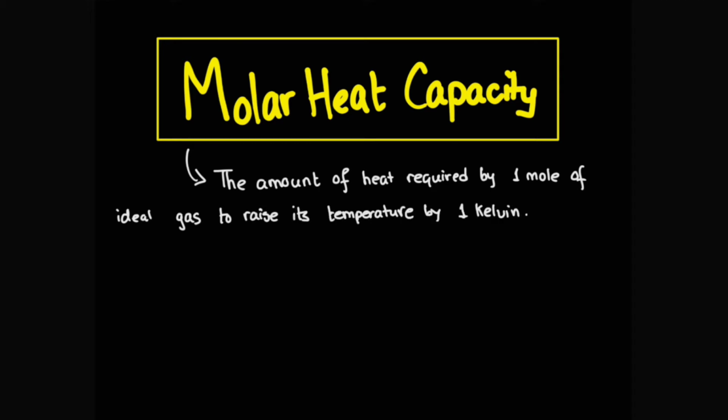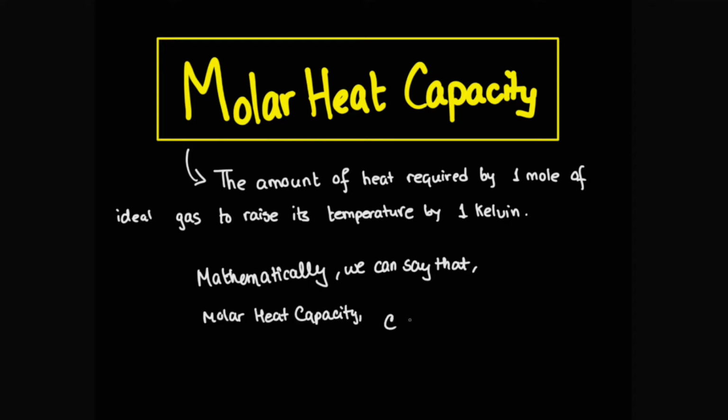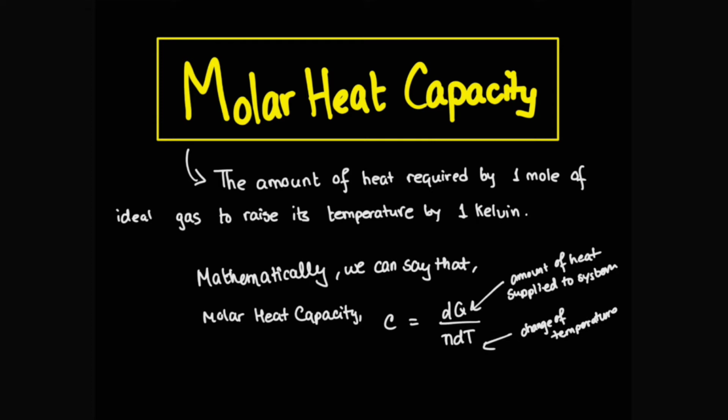Well, mathematically, we can say that molar heat capacity, denoted by the letter C, is equal to dq over n dt, where dq is the amount of heat supplied to the system, dt is the change of temperature, and n is basically what? The number of moles of ideal gas. So here we have the equation for molar heat capacity.